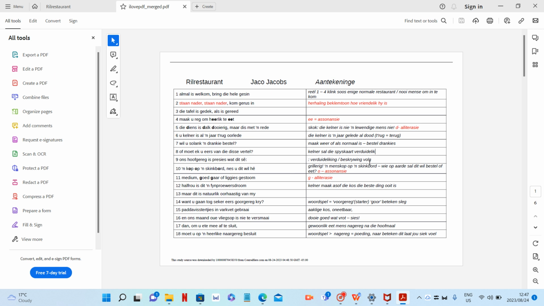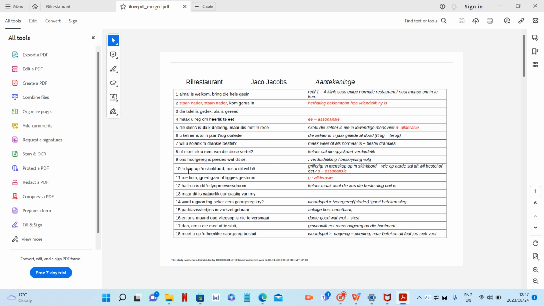Alright, so now as we come to see, this is not a normal restaurant, but we'll see it in the following lines. Ons hoofgereg is presies wat dit sê. They're going to describe. 'n Kop op 'n skinkbord. 'n Kop op 'n skinkbord. Nes jy dit wil hê. So it's disgusting because they're saying it's a head on a platter, so a head on a plate.